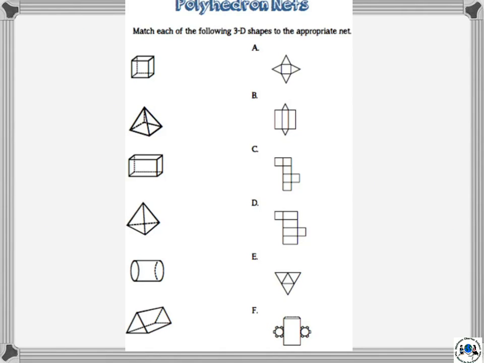Going a little bit further with this idea of the nets, you can see here is a little worksheet. Match each of the following 3D shapes to the appropriate net. Let's start from the top, and the first one is a cube. Which one there do you think will turn into a cube?